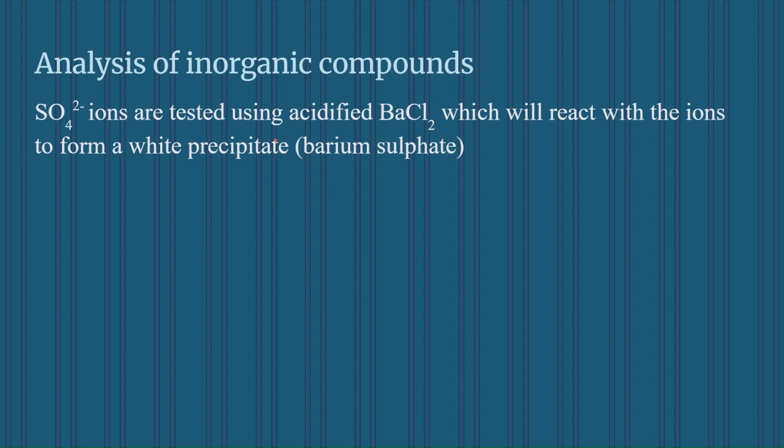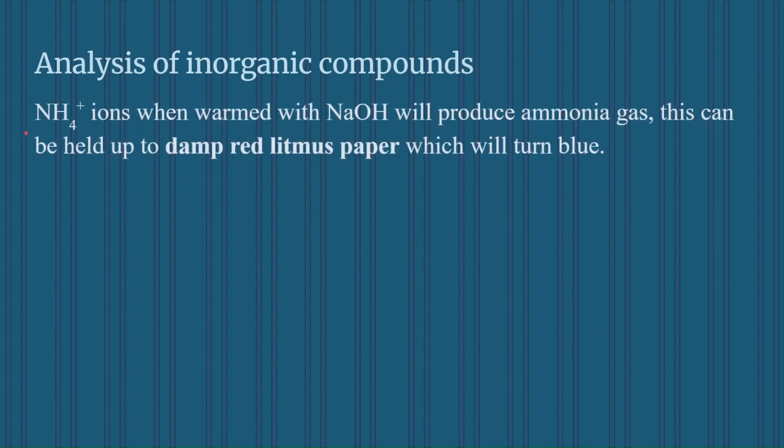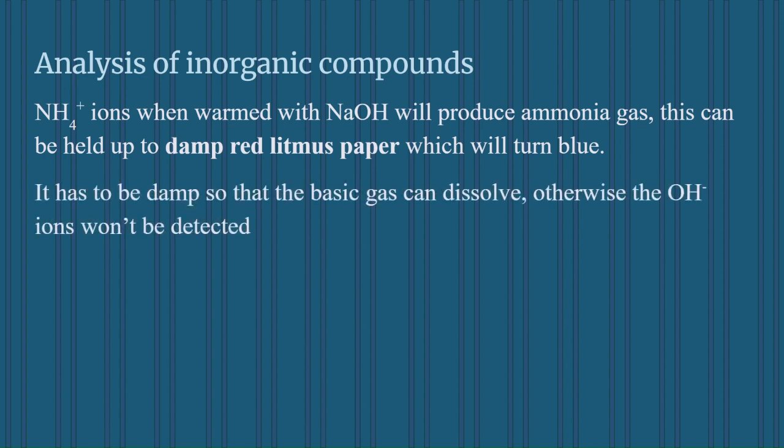And SO4 2- sulfate ions are tested by using acidified barium chloride, and that will react with the ions to form a white precipitate of barium sulfate. NH4+ ions, ammonium ions, when warmed with sodium hydroxide, will produce ammonia gas. This can be held to a damp red litmus paper, which will turn blue. Red litmus paper turns blue in base, and blue litmus paper turns red in acid. It's got to be damp so that the gas can dissolve, otherwise the hydroxide ions won't be detected.